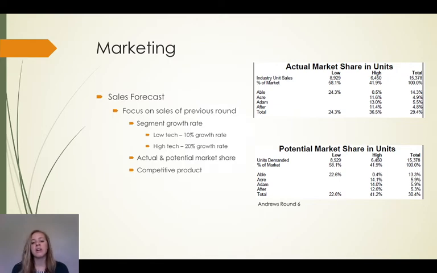So we focused on the decisions that we assumed our competitors would make, as well as the actual market share that we had and the potential. If we felt that we should have gained more, and the reason that we didn't gain more is because we actually sold out of all of our inventory, we would bump our production up a bit more, or our sales forecast up a bit more for the following round.